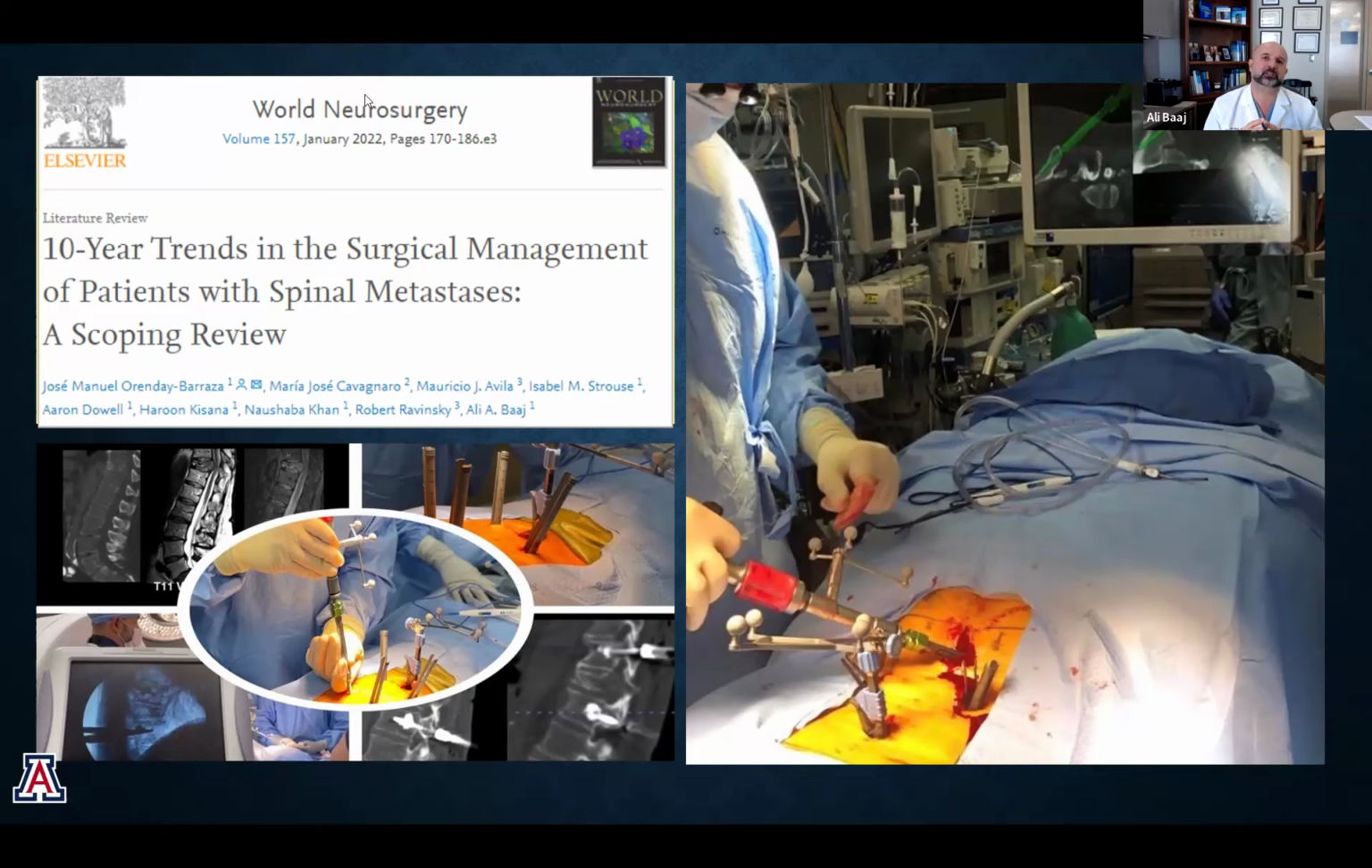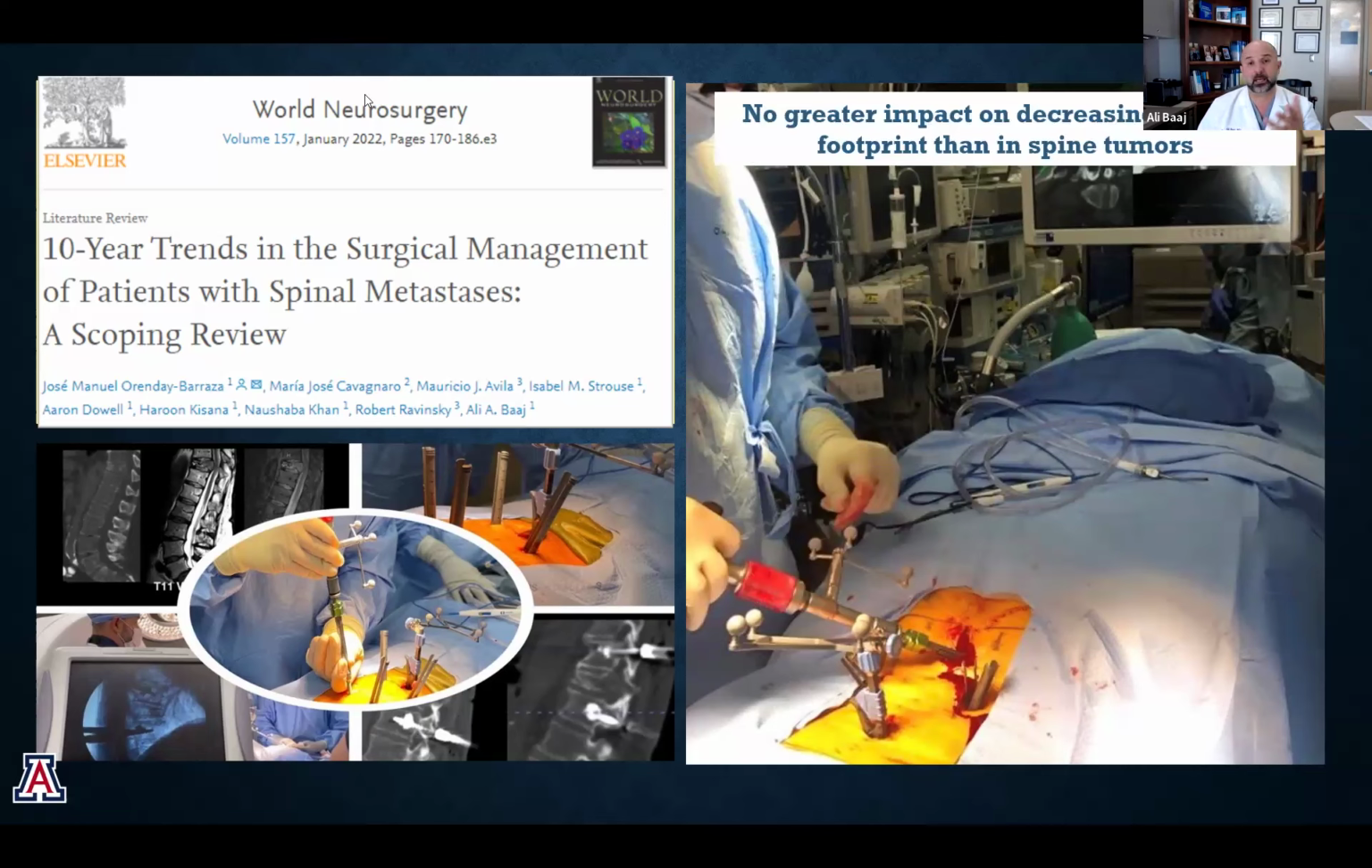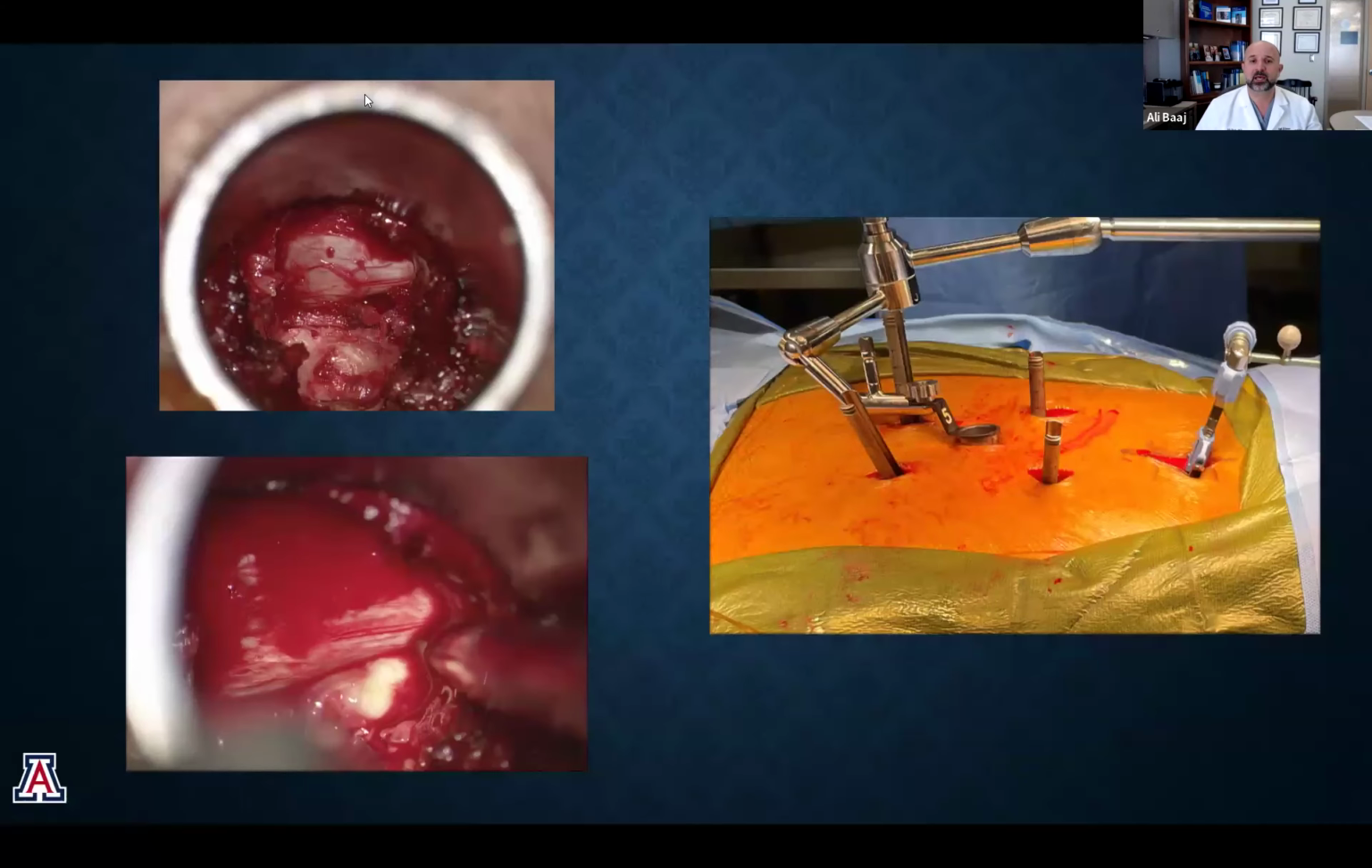But percutaneous fixation, I think, is a huge game changer in the treatment of mechanical instability with spine tumors. And again, I tell this to a lot of the people I talk to. I don't think there's a greater impact on decreasing the surgical footprint than in spine tumors. So the onus is on us to really adopt and embrace and really improve less invasive procedures for spine tumors.